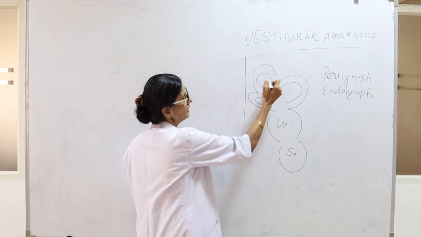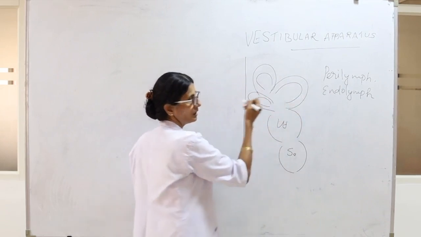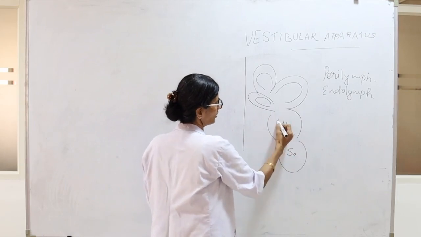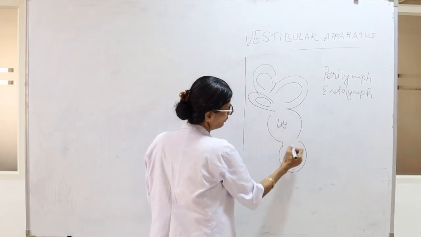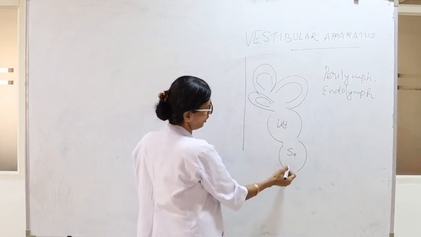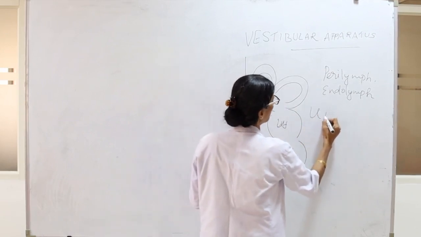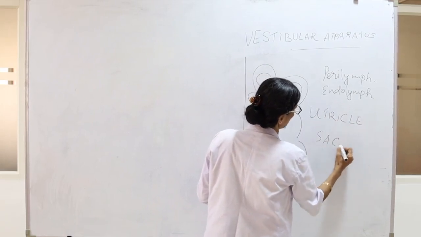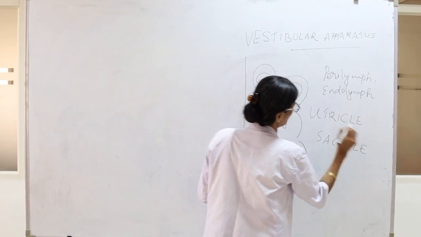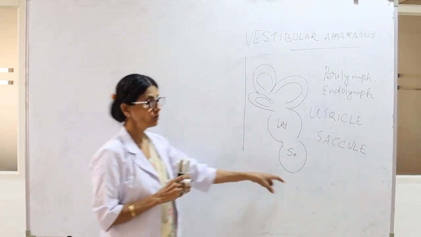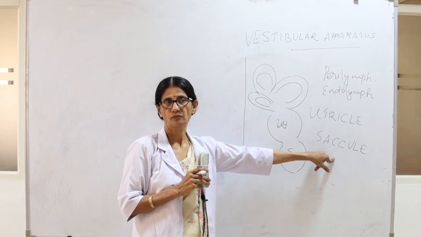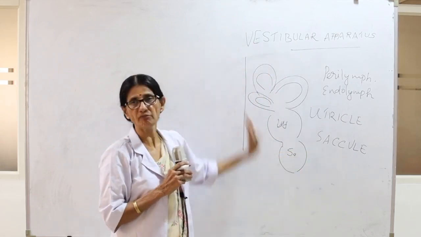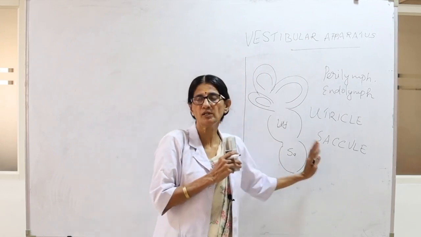Now we'll learn in detail about these three semicircular canals, which open commonly into a sac-like structure called the utricle, and in turn the utricle opens into another sac-like structure called the saccule. So we have the utricle and we have the saccule. This saccule will be continuous with which structure? The cochlea.